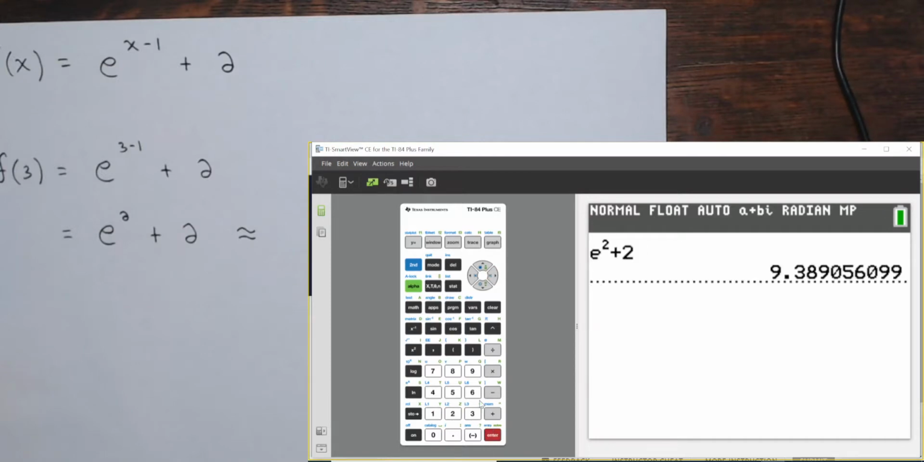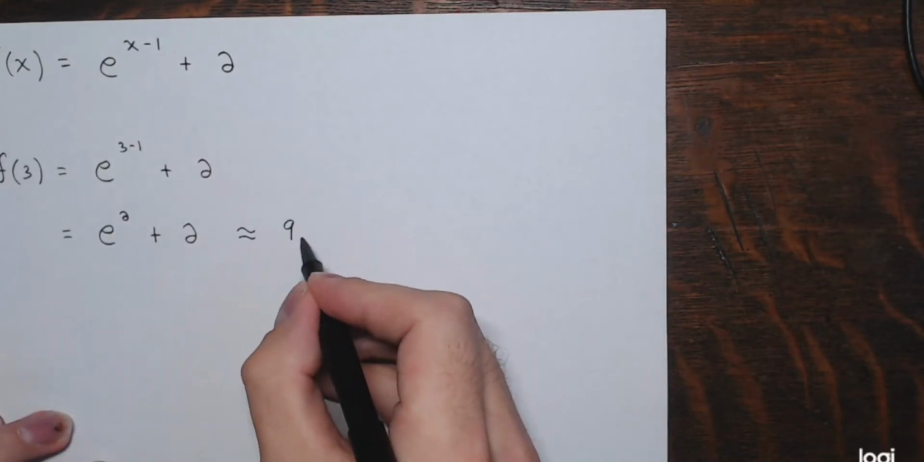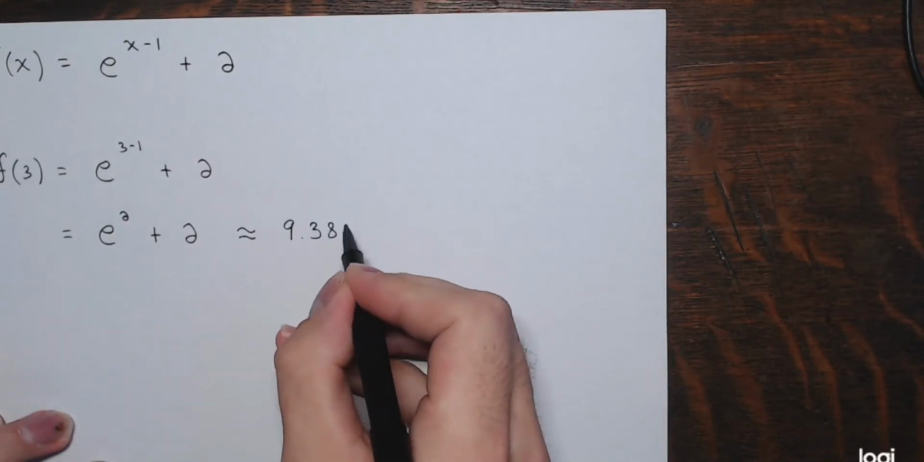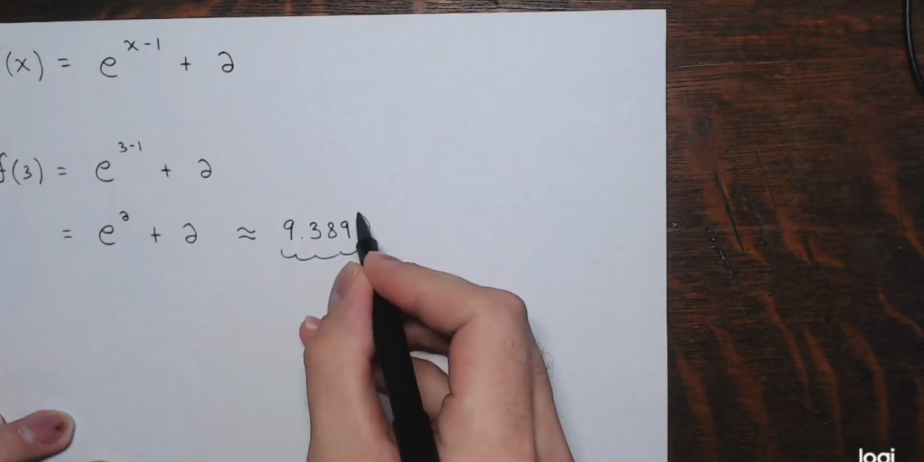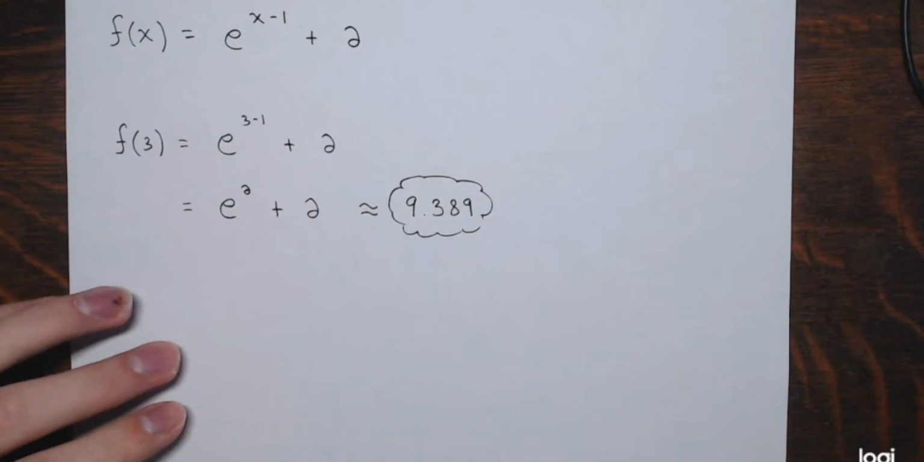Right. So we're getting 9.38905. Now they ask us to round to 3 decimal places. So 9.389, and the digit after that is a 0, so I just keep it the way it is. If it was 5 or greater, I'd bump it up 1. But 9.389. And that's all we're asked to do: just enter the value of 3 into this function and give the approximate output to the nearest thousandth.